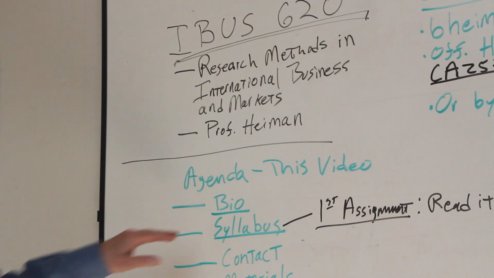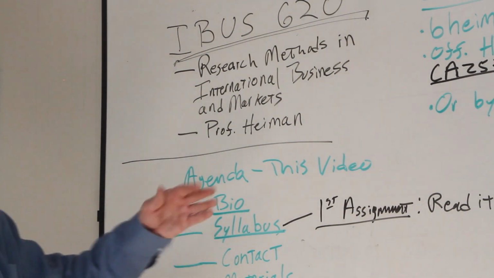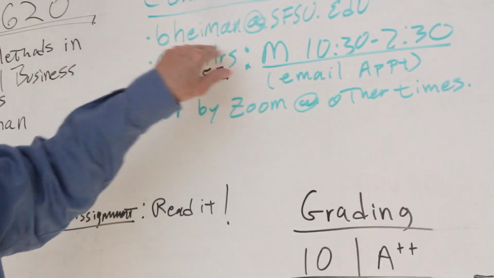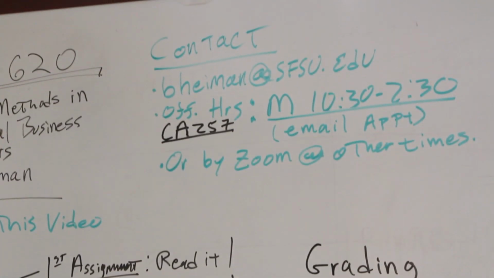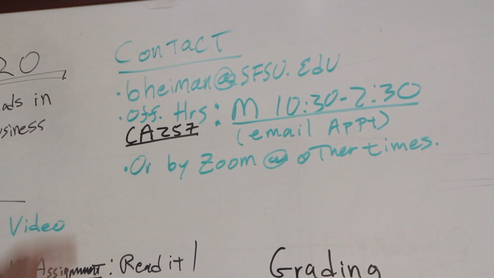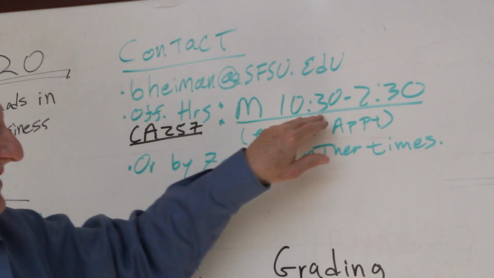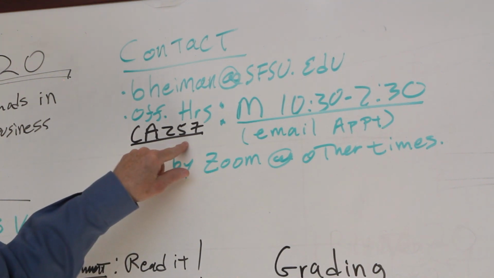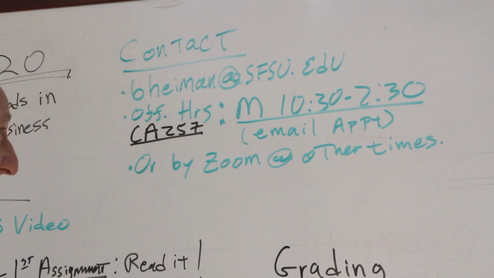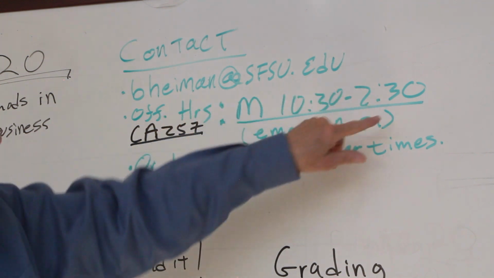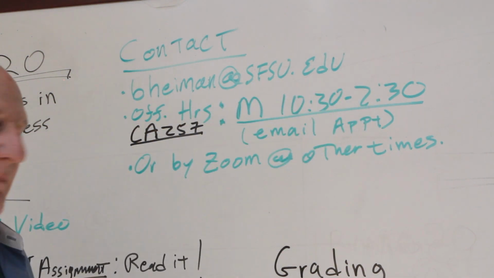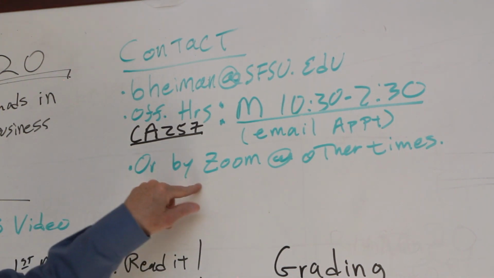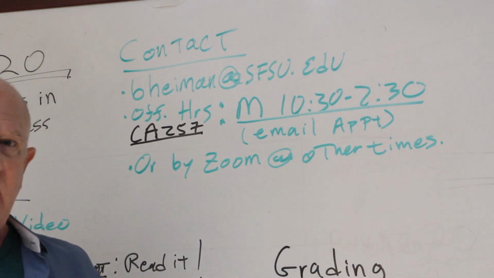Let's talk about the syllabus now. I'm going to start with the contact information, pretty low-key stuff. My email is bheiman, B-H-E-I-M-A-N, at sfsu.edu. My office hours are Mondays, 10:30 to 2:30 in person in Creative Arts 257, second floor of the Creative Arts building. To meet me in person here, I want you to email me to get an appointment during this time, 10:30 to 2:30, or we can just do a Zoom at some other time outside of my office hours.